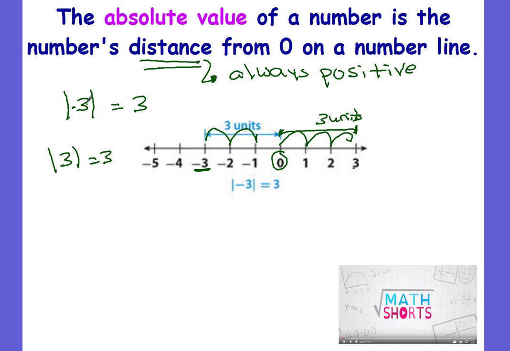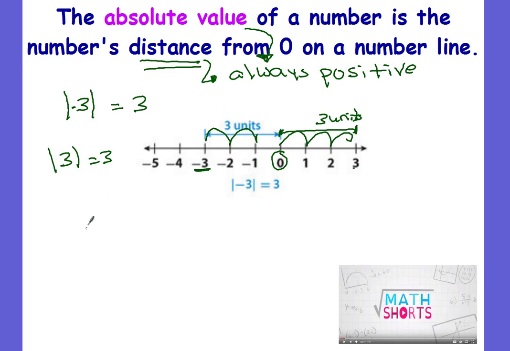So it does not matter if you have a negative integer inside the absolute value symbol or a positive. Its distance is always going to be positive, therefore its absolute value is always positive. So distance and absolute value is always positive.